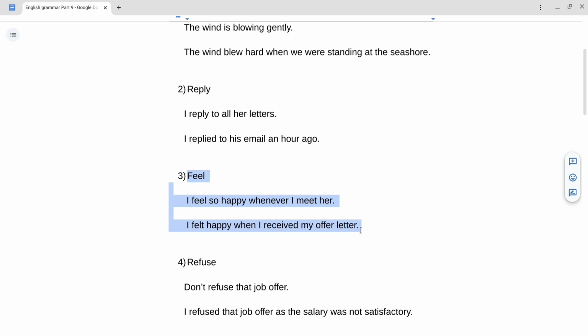Feel is the first form of verb. The past form is felt. I felt happy when I received my offer letter. I applied for an admission abroad and I received my offer letter the other day. So, I am telling my friend that I felt so happy. That was the emotion I had. Happiness was the emotion that I had in my mind when I received my offer letter. Feel, the past form is felt.